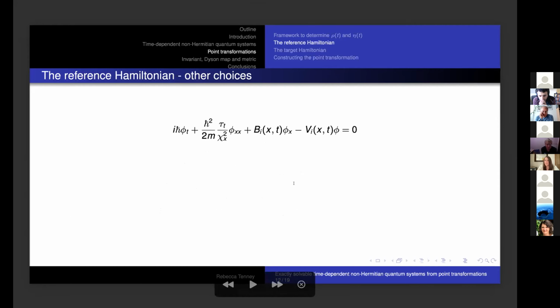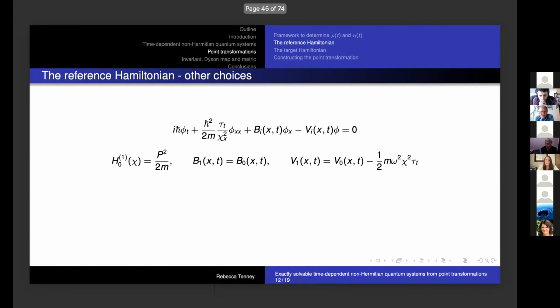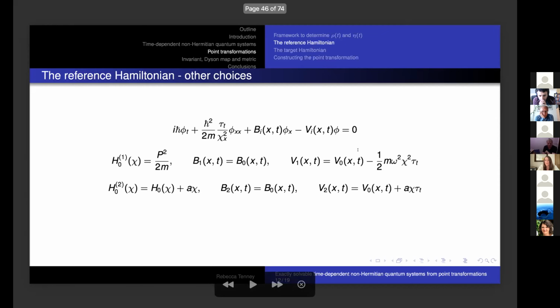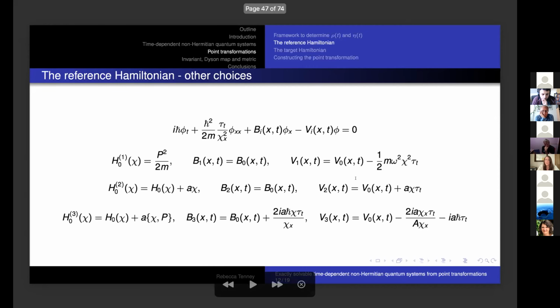There are other choices of the reference Hamiltonian. We also looked at the free particle Hamiltonian. Here B does not change, but V does. We looked at the harmonic oscillator with the linear term. B again doesn't change, but V does. And then we also looked at the harmonic oscillator with an anti-commutator XP term. Here both B and V change.